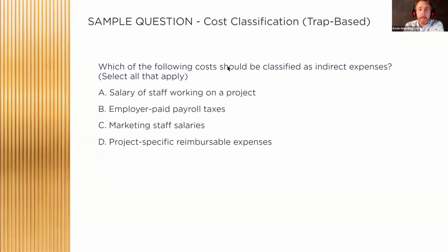And so here we've got cost classification. Which of the following costs should be classified as indirect expenses? We talked about that earlier, just knowing which ones are or are not. Anything that's specific to a project is going to be direct. Anything that's indirect is going to be not specific to a project. In this case, that's employer paid payroll taxes and marketing staff salaries.